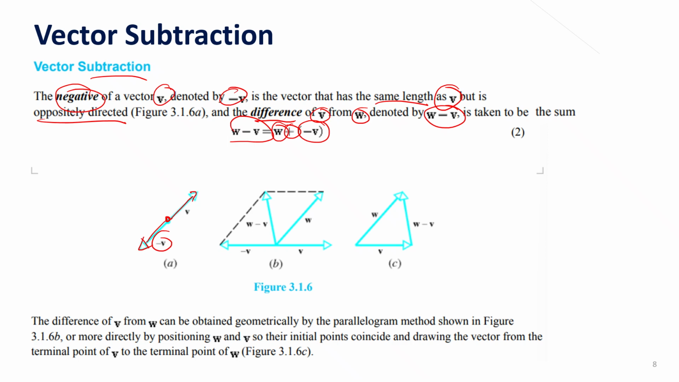So now with those triangle rules, when you have w and negative v, you put v, the original v, in the opposite direction, and then you can apply the parallelogram. This will be w minus v, or you can also use the triangle rule to calculate that.